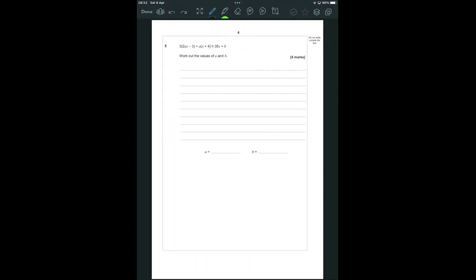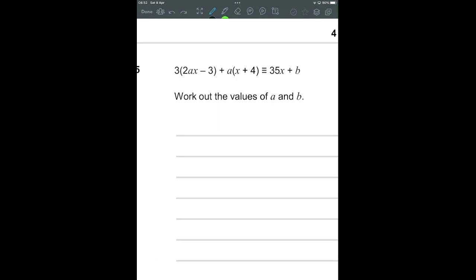Question 5, we have our identity symbol here, which means this is true for every single value of x, and our technique is to compare the x's on the left with the x's on the right. So I'm going to start by simplifying that left hand side, expanding out the brackets and collecting like terms. It's going to give me 7ax plus 4a minus 9, and that is equivalent to, identically equal to, 35x plus b.